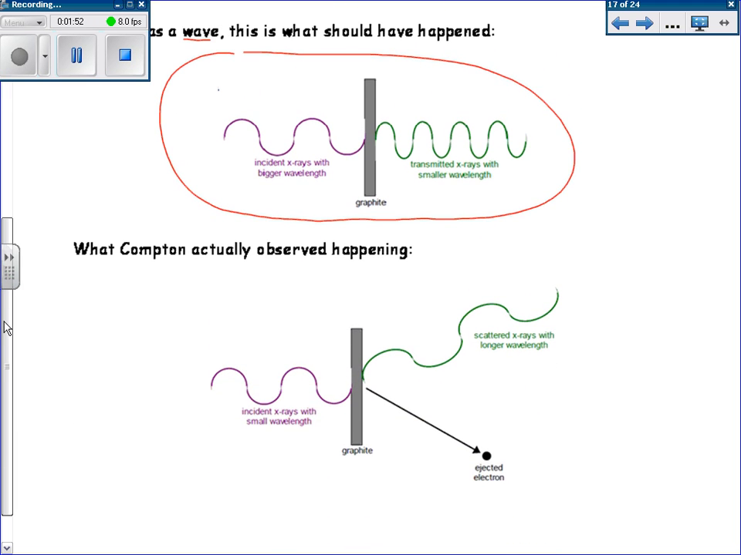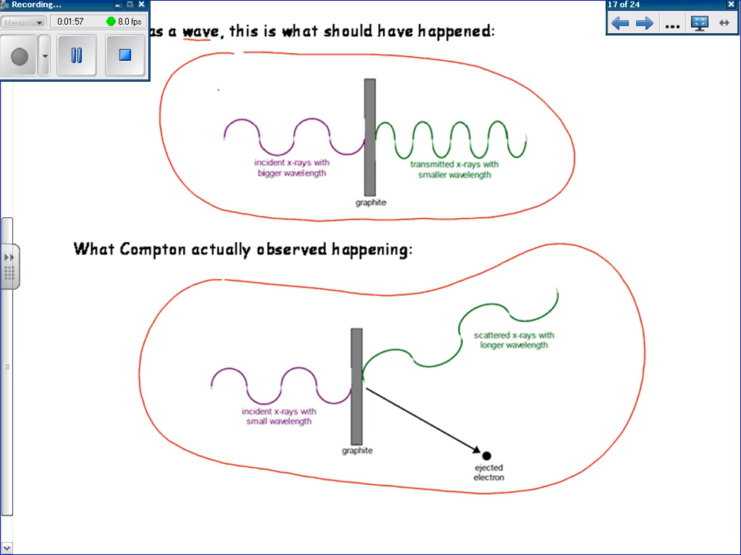was this. There were incident X-rays that had a small wavelength, so higher energy, and they were shot at graphite, and X-rays with a longer wavelength came off at some sort of angle, like that, but an electron was also ejected from the graphite. So although not the same as the photoelectric effect, a similar result: an X-ray photon knocked off, ejected an electron.